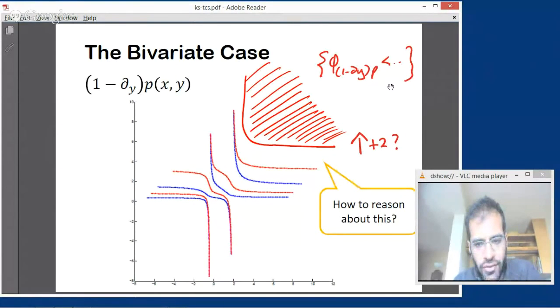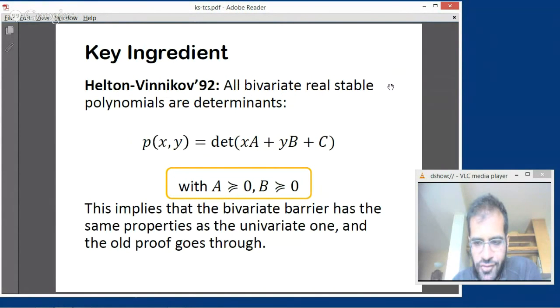Now, how am I going to reason about this? In the univariate case, the rational function was very simple. You could draw it easily, and all of its properties were very clear, like the monotonicity property that I used. In the bivariate case, the picture is not really so clear. I have this bivariate rational function. So here, there's this amazing representation theorem, which is a major ingredient in the proof, due to Helton and Vinnikov, which says that all bivariate real stable polynomials are determinants of positive semi-definite matrices. Any p of x, y is a determinant of xA plus yB plus C, where A and B are positive semi-definite. This is an amazing theorem because it tells you that locally, for all bivariate restrictions, all real stable polynomials look like determinants.